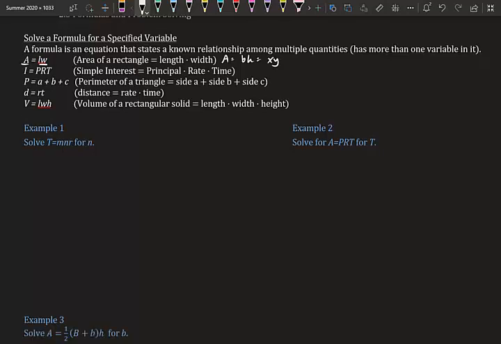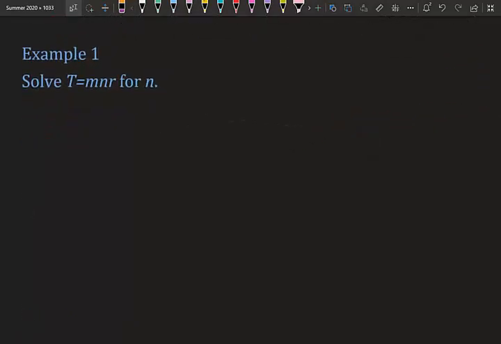All right, so example 1. We have T equals M times N times R, and we need to solve for N. So what we're going to try and do, to solve means to isolate. Isolate means by itself. So we need to get N by itself. So next to N, we have M times R. So it's M times N times R. So this is actually what we're working with: T equals M times N times R. Because remember, when variables are touching, they're multiplying.